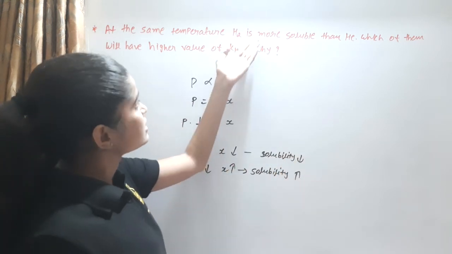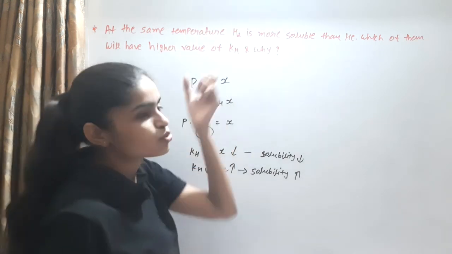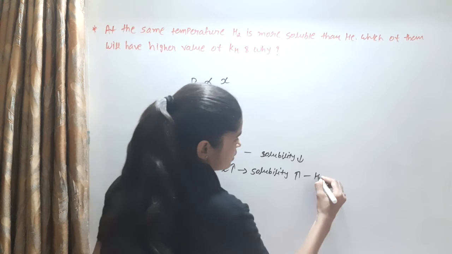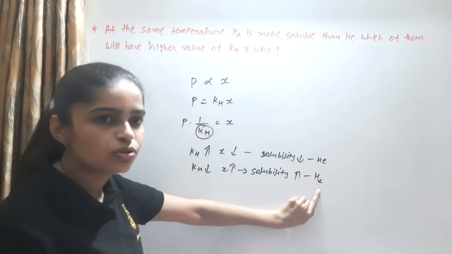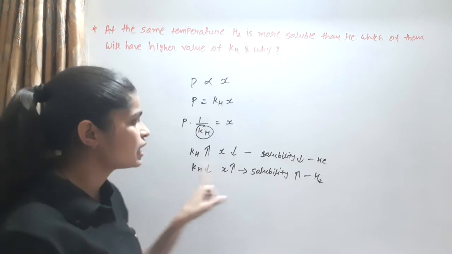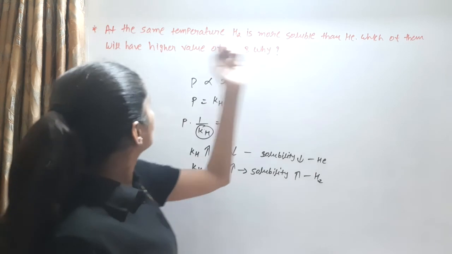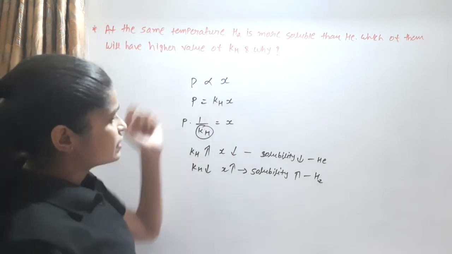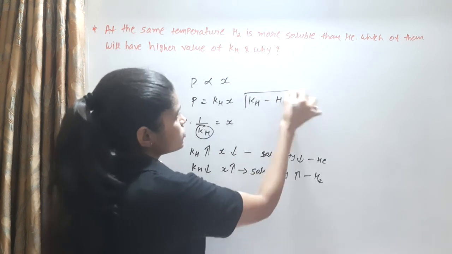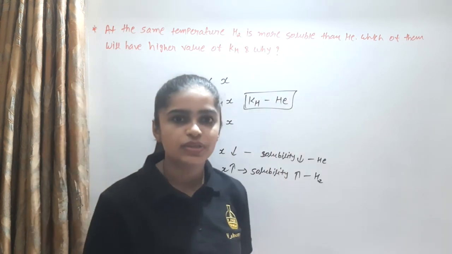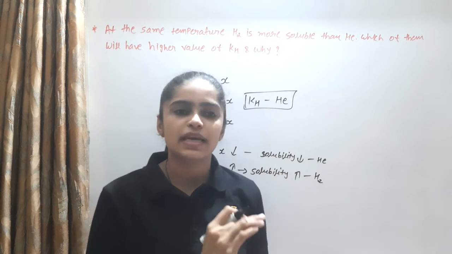The given question says hydrogen is more soluble. That means hydrogen has more solubility, and this is helium. So hydrogen is more soluble, meaning its KH value is less, and helium has a high KH value. So we can say that the higher value of KH is for helium, because of the lower solubility of helium. Less soluble means KH value is high, and more soluble means KH value is less.